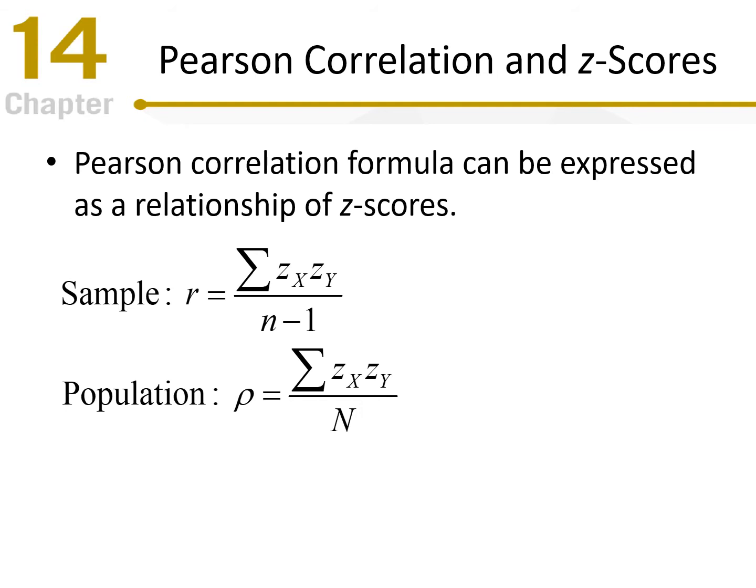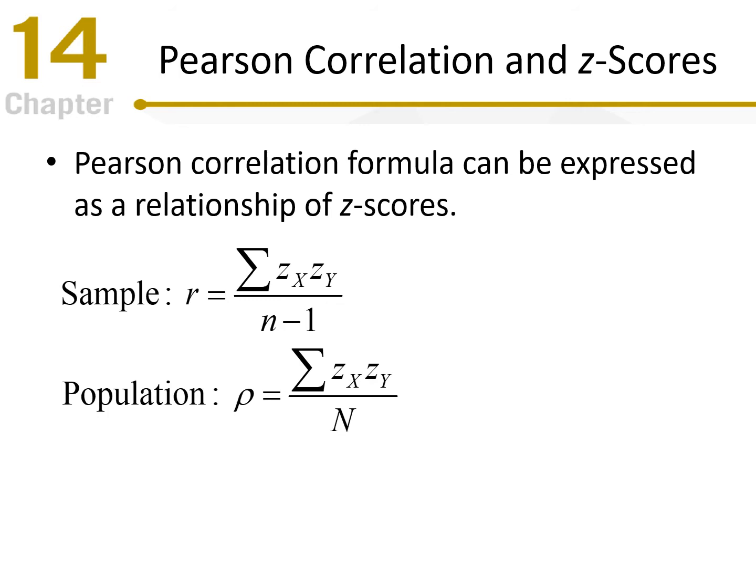Now you could also calculate Pearson r by computing z-scores and then multiplying the corresponding z-scores together. So if you computed all your x values into z-scores and all your y values into z-scores, you'd find the correlation in the sample by taking the sum of the product of those z-scores. So the sum of zx times zy all over n minus 1. And in the population, you would just divide by n. But most of the time, we're using a sample because we don't have all the population data.